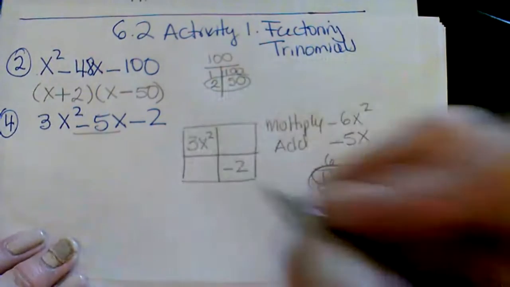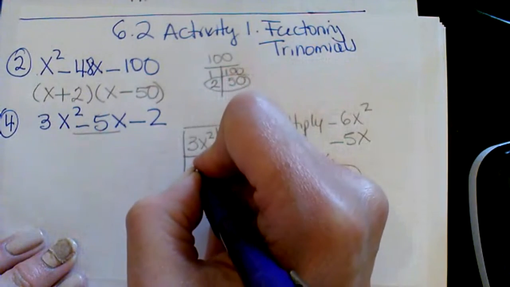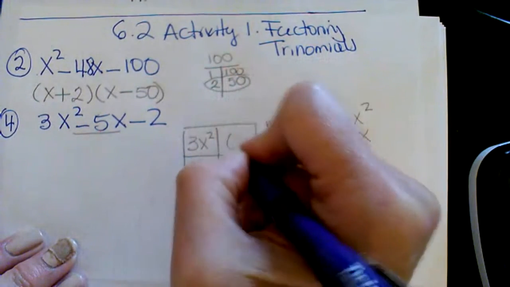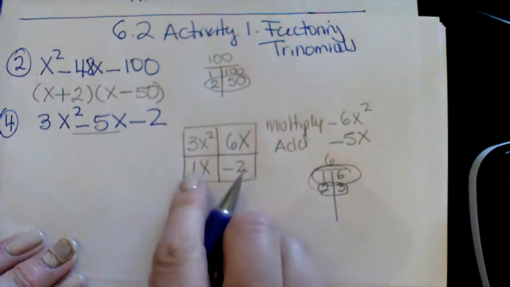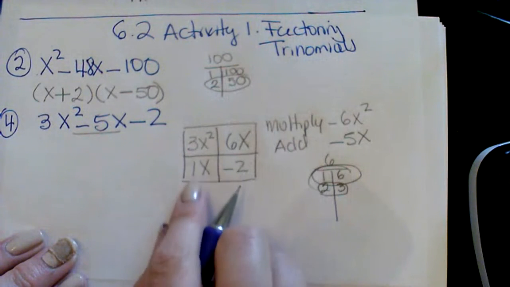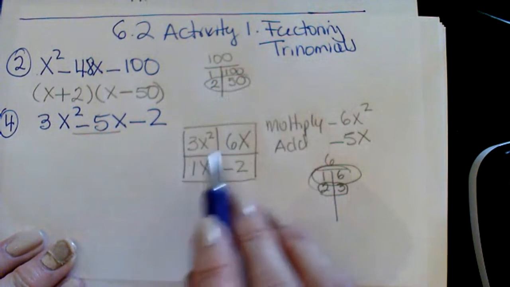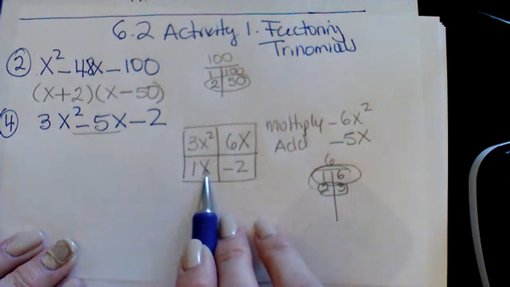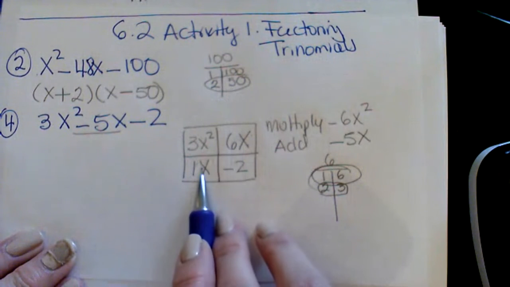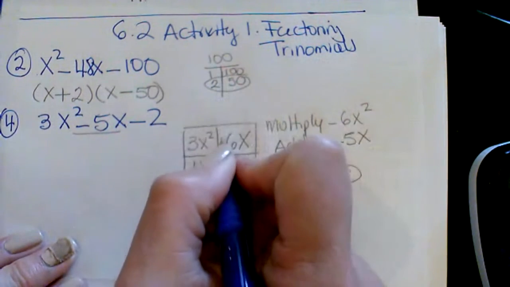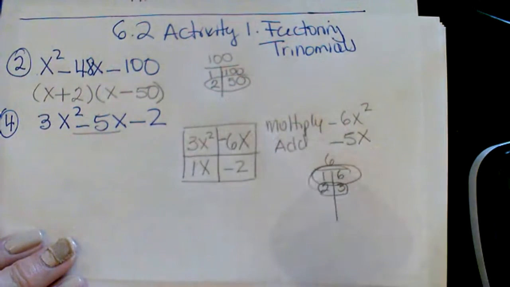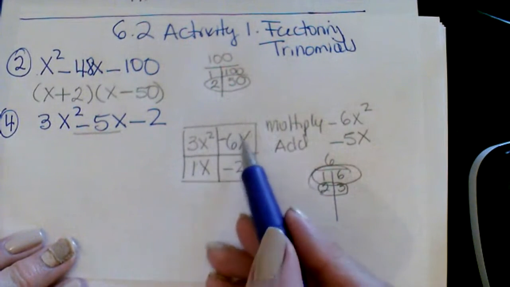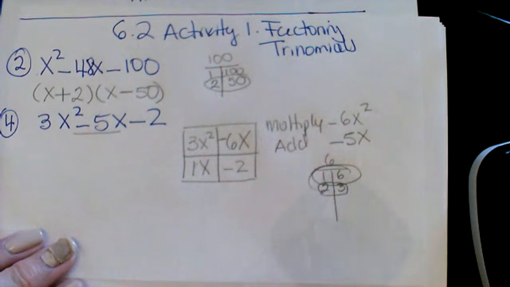And I'll show you why. So then 1 is going to be 1x. I'm just going to write it down there as the 1, that way we know. If I add them, I need to get negative 5x. So the 6x is the one that needs to be negative. If I multiply them, I get negative 6x squared.